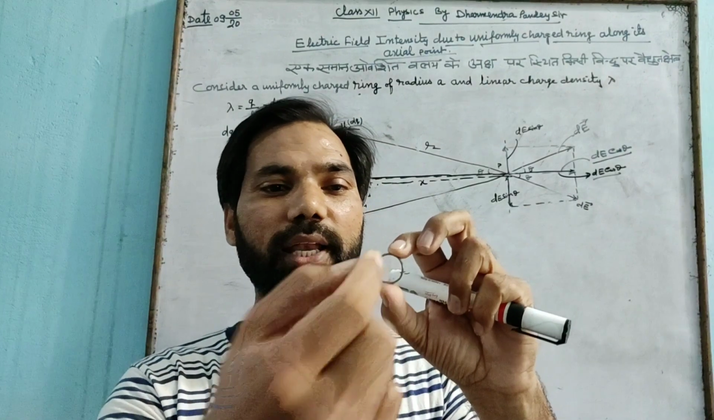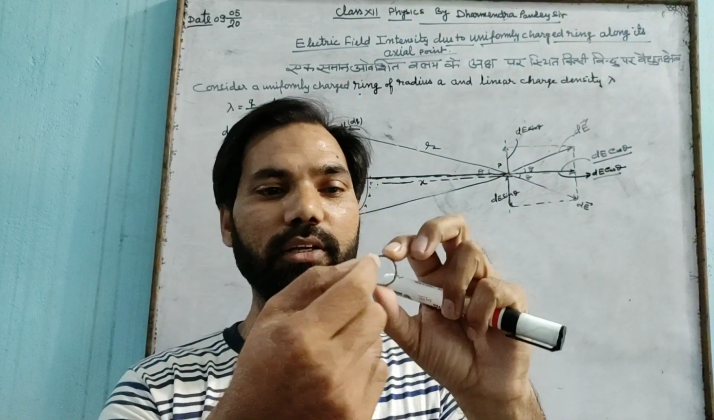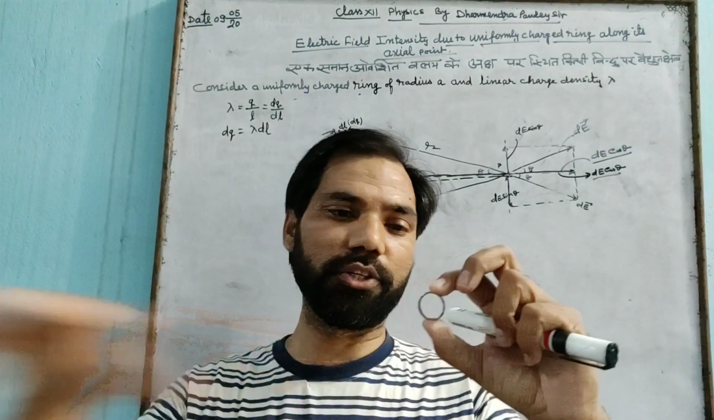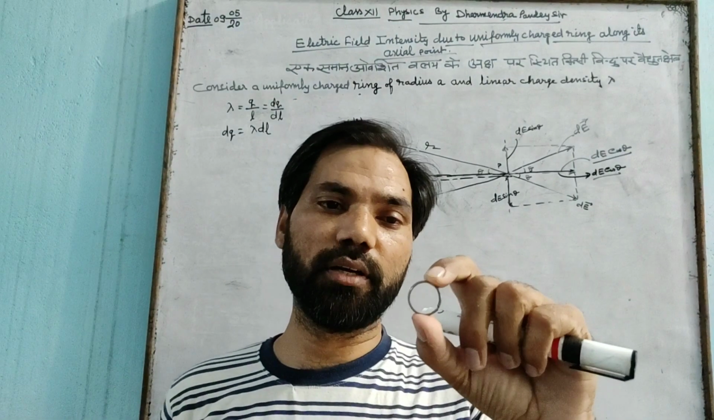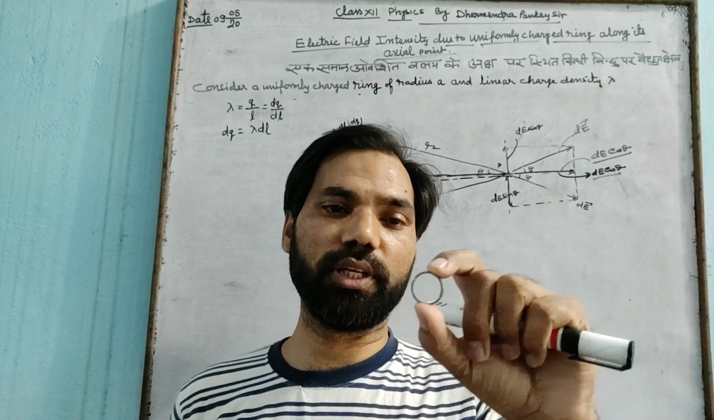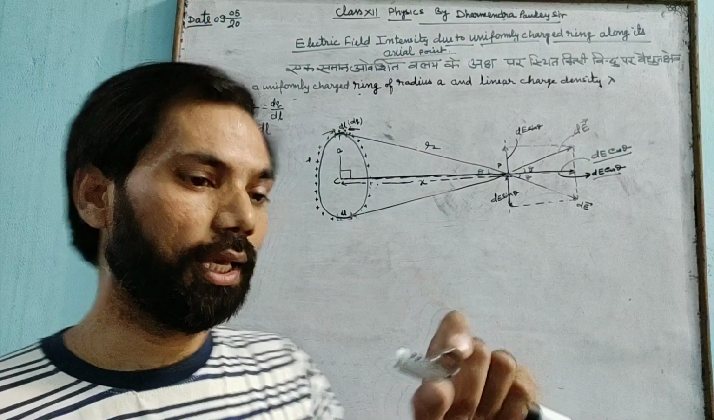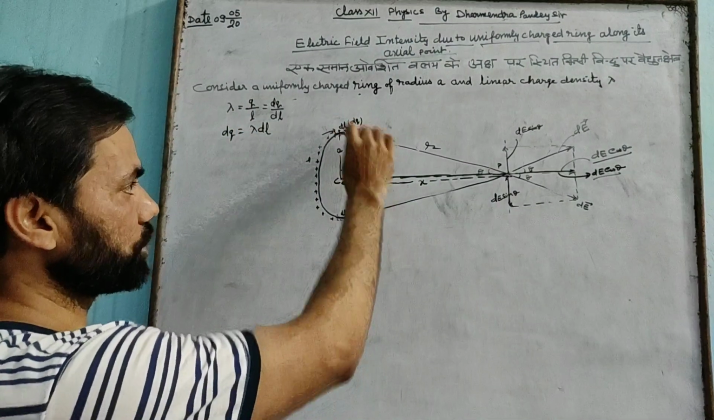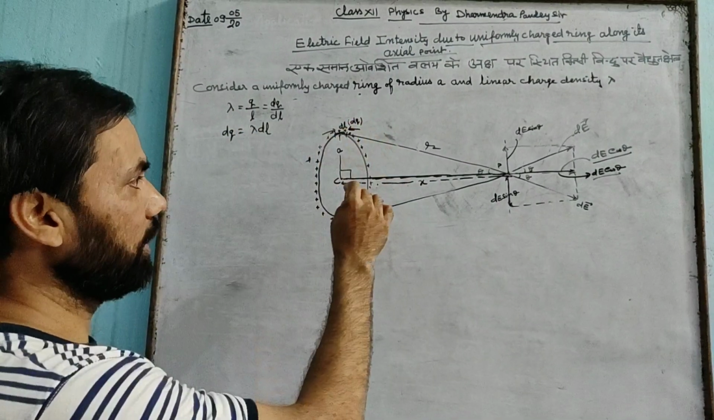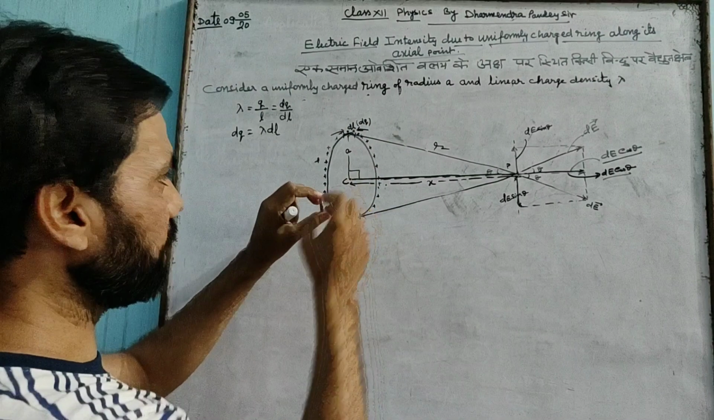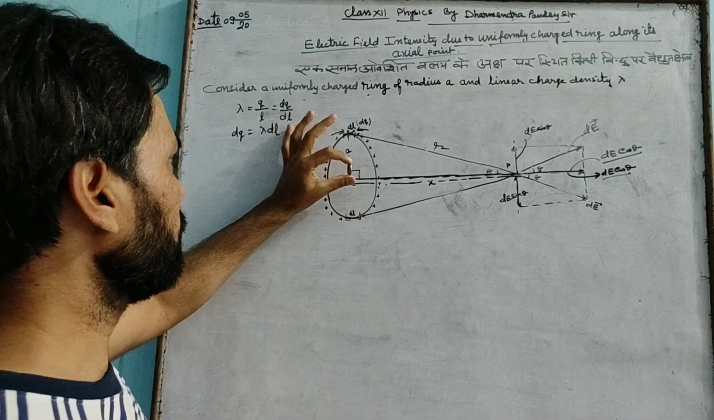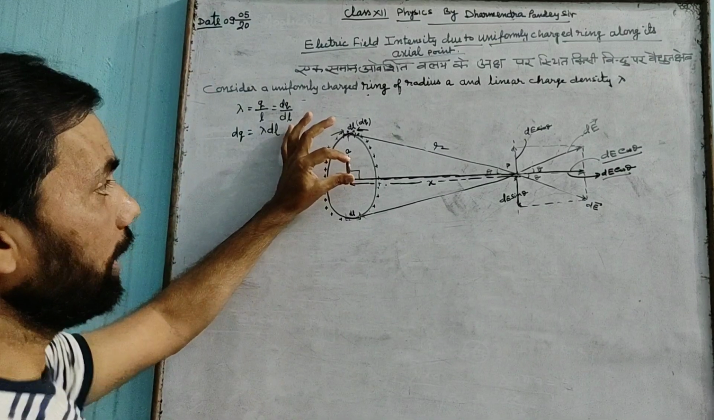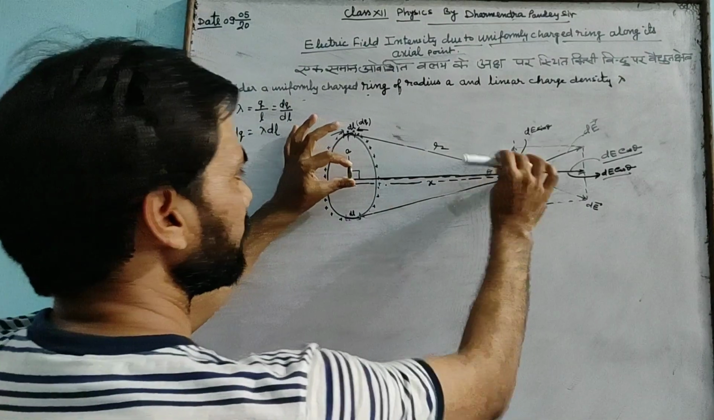If we draw a line in both directions passing through the central point and parallel to the horizontal, this line is said to be the axial line. Here we have taken a circular ring which is uniformly charged, of radius a. The plane of the ring is perpendicular to the plane of the board. An axial point is along this direction.